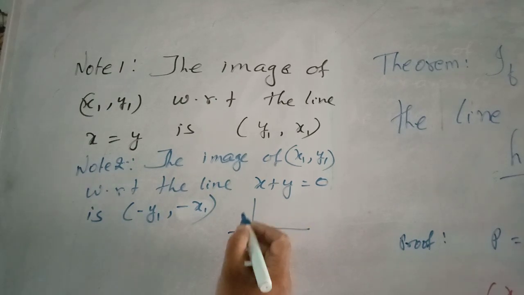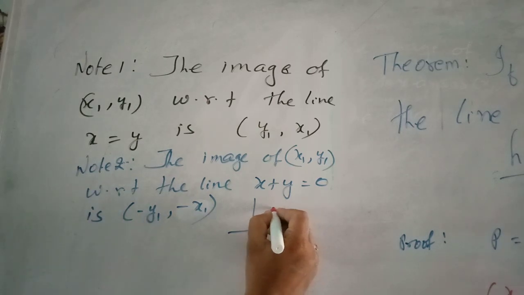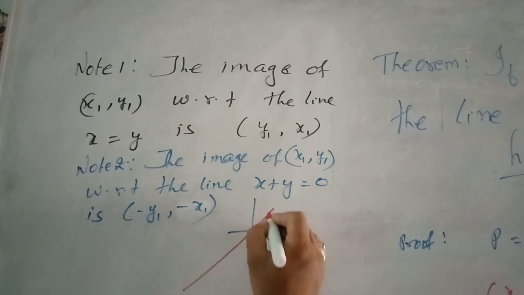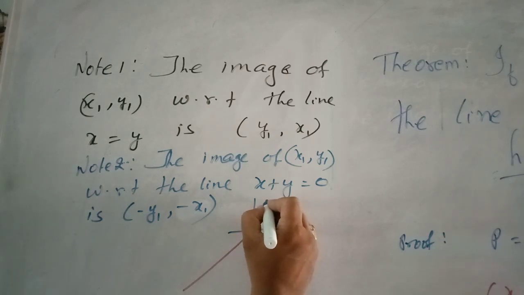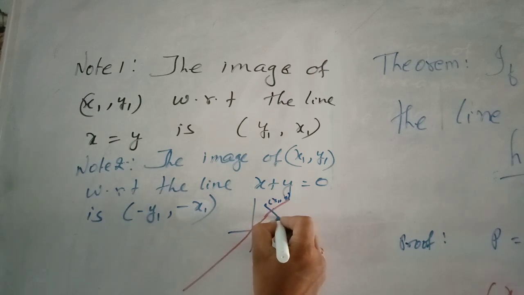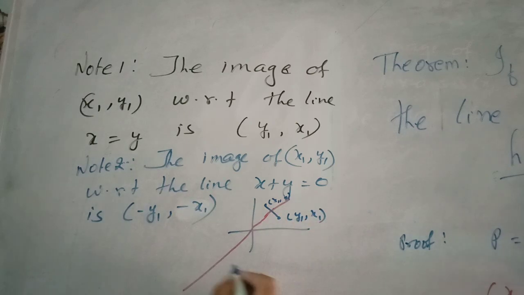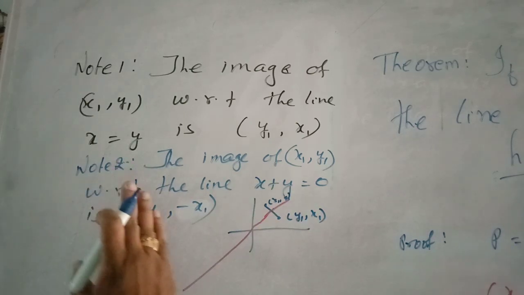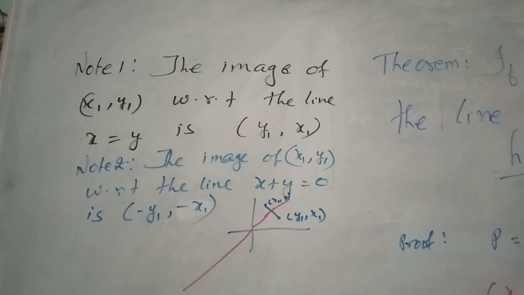So there is a point x. x is equal to y means the line will be passing through the origin generally, and 1 1, 2 2, 3 3, like this the line will be there. So here I will put any point like x1 y1. The image of this point will be just opposite to this. This will be y1 comma x1. So wherever the point x1 y1 is, the image will be just reversed, y1 comma x1.